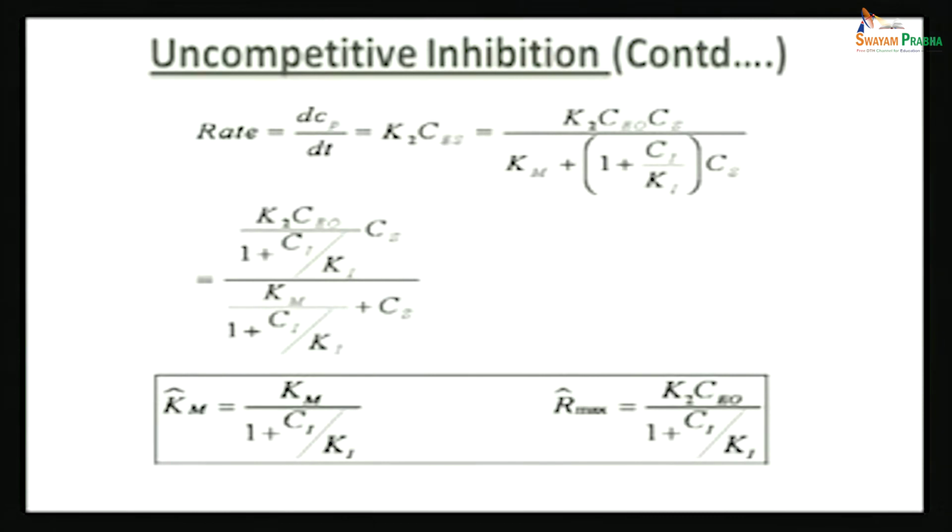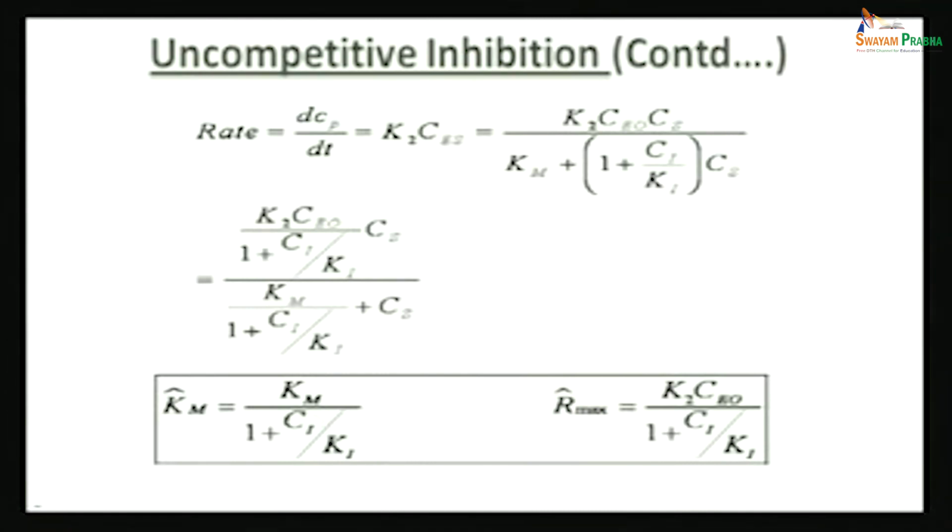Both have changed, fine, but what else? Just look at them a little carefully. Both Km hat and Rmax hat have changed, but what is interesting about them? Not so complicated. Just look at these two quickly and tell me these two numbers. What? So as compared to, say, without inhibition, I'm giving you a hint here.